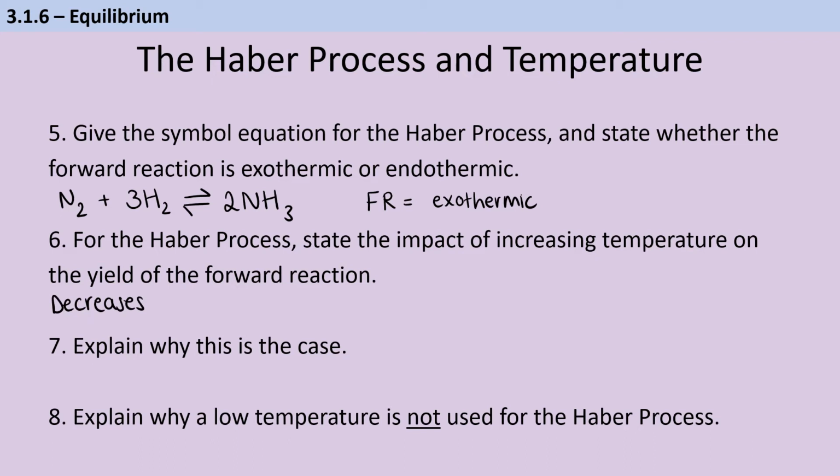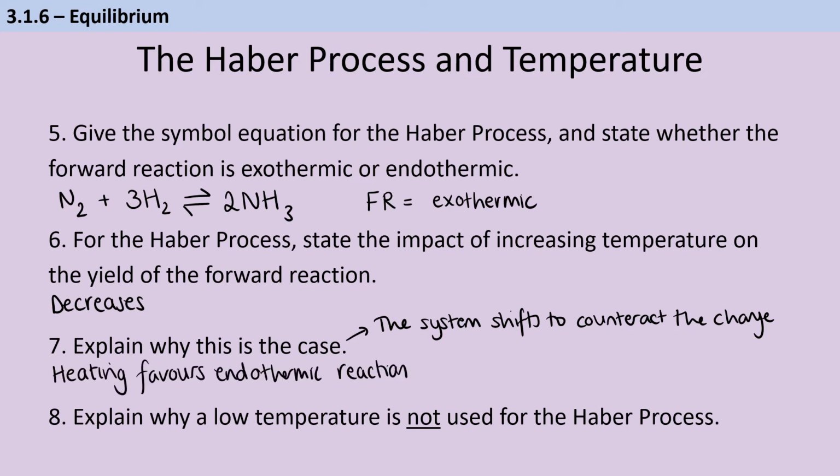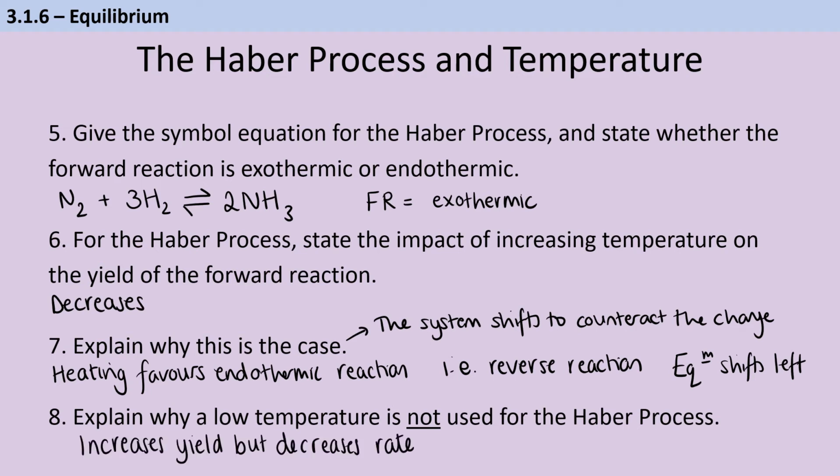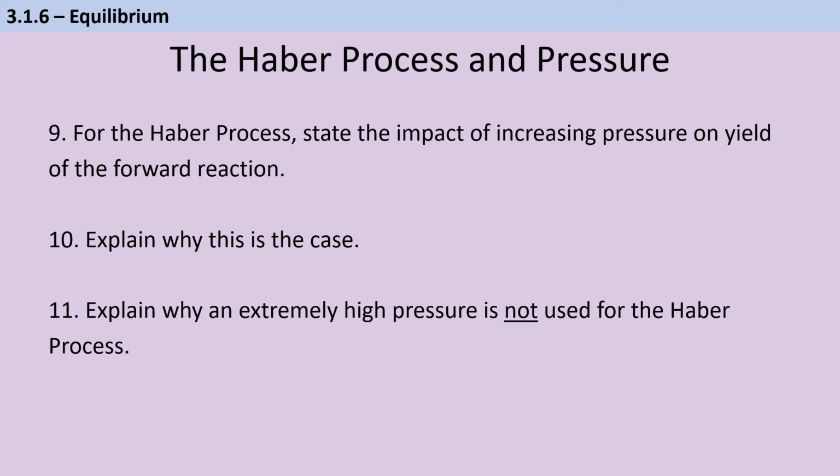As we know, in any system that is at equilibrium, if it's a closed system, then if we alter something, the system will shift to counteract the change. Now here we're heating, so that's obviously going to favour the endothermic reaction, which here is the reverse reaction, and therefore the equilibrium shifts to the left. In spite of this, we don't use a low temperature for the Haber process because although this would increase the yield, it will decrease the rate because all of the particles have less energy and therefore there are fewer successful collisions.